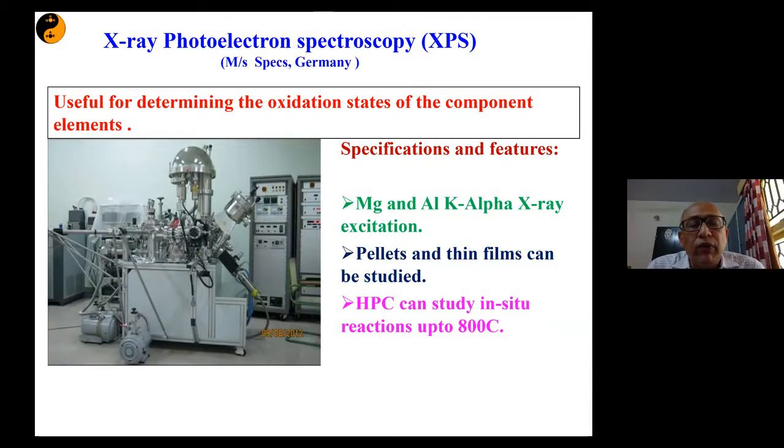We also have a wonderful X-ray photoelectron spectroscopy system. Right now we are buying some more spares and making it more versatile. This equipment has been very useful in determining oxidation states, and it has given a lot of publications, but right now it is being renovated, and we need to buy some spares and make it operational. However, if someone wants to do XPS, we can always make our facility at IGCAR available for them to do it.